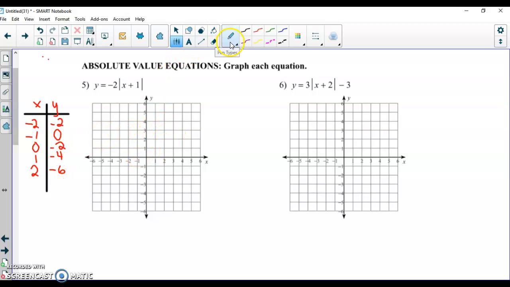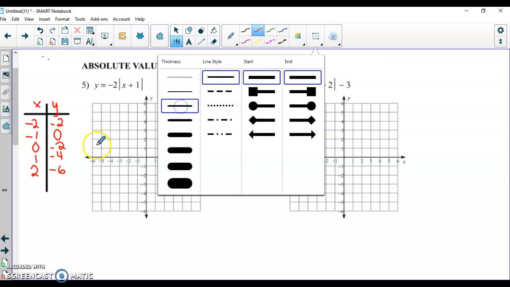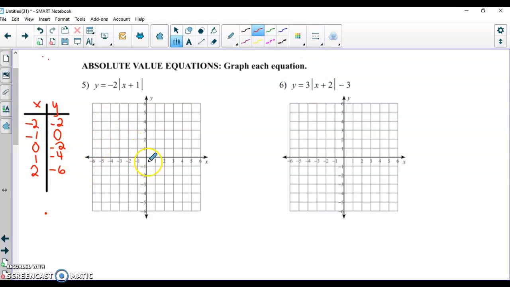When we go ahead and graph this, I'm just going to make it a thicker marker, we're going to use these points. So we have negative 2 comma negative 2. That's going to be there. Negative 1, 0. 0, negative 2. 1, negative 4. And 2, negative 6. So you can see the V here. It goes up here. This is the vertex because it's where it changes direction.